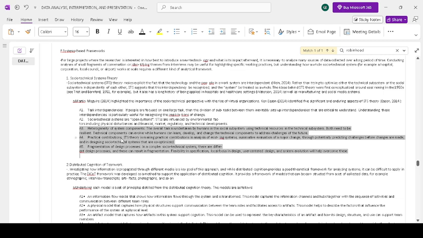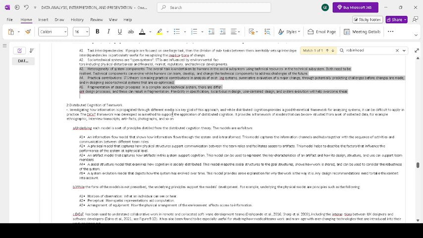Practical contributions. STS theory is making practical contributions in analysis of existing systems, summative evaluation of a major change, potentially predicting challenges before changes are made, and in designing socio-technical systems that are co-optimized. Fragmentation of design processes in a complex socio-technical system: there are different design processes, and this can result in fragmentation. Flexibility in specification, local focus in design, user-centered design, and system evolution will overcome this.